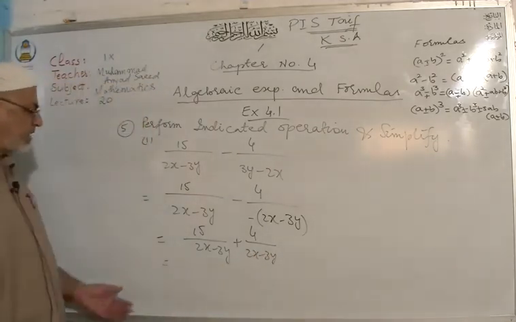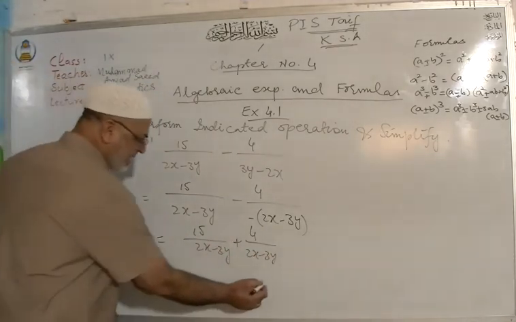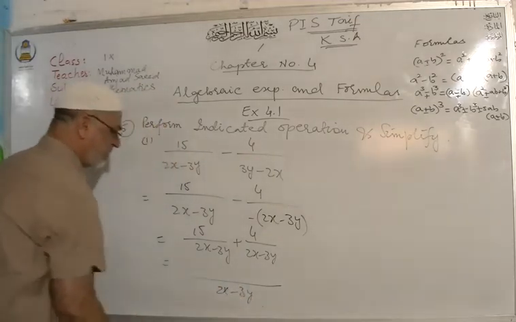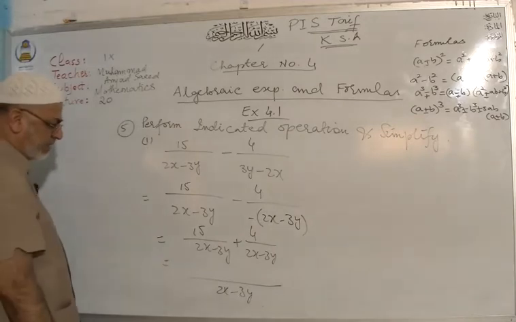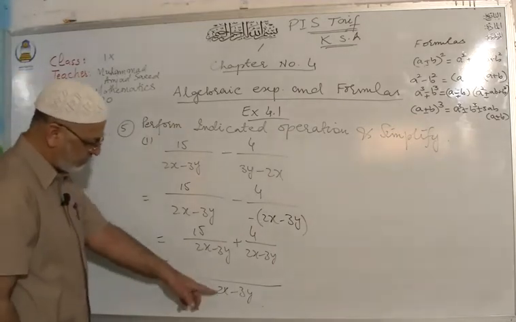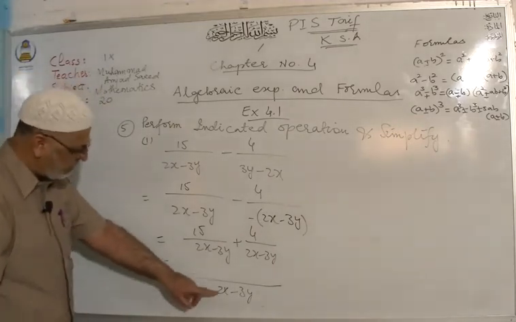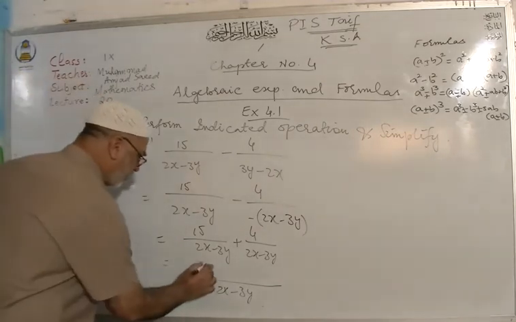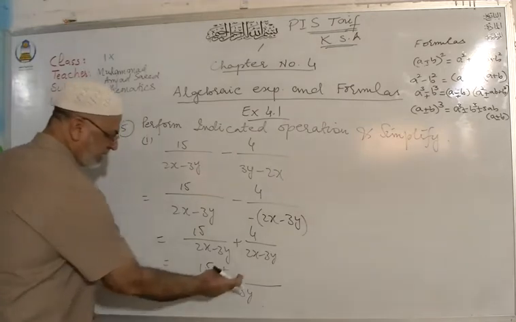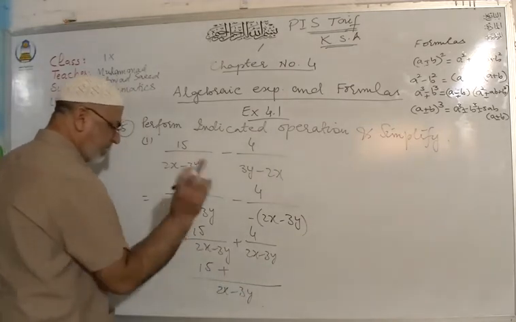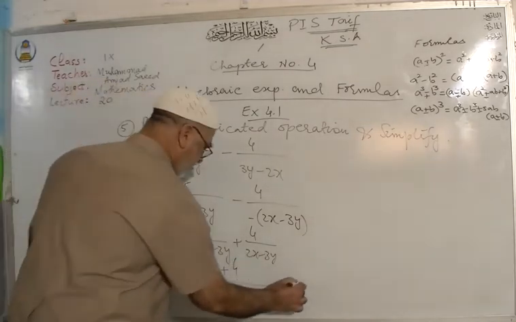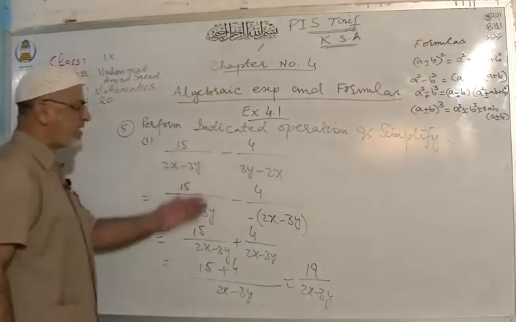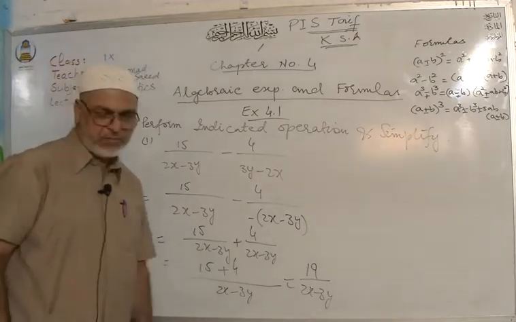Now, dear students, you can check the denominators. They are the same, so you can take one as the LCM, 2x minus 3y. Now, this is divided by this, you get 1, and 1 is multiplied by 15. Similarly, this is divided by this and you get 1, and this is 4. Here is 19 over 2x minus 3y. This is the simplified form of your given expression.